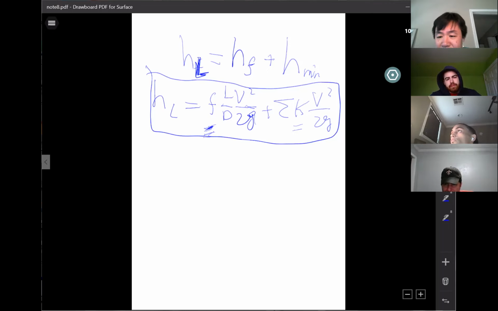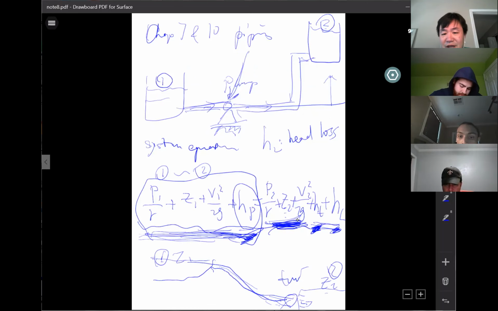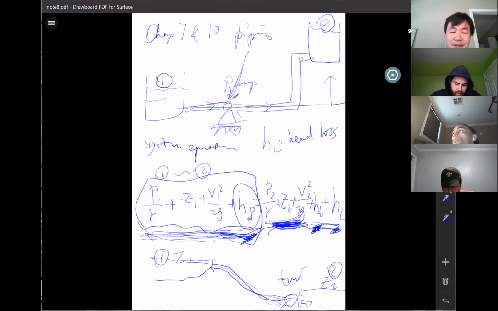Is that good, everybody? Okay. It's not difficult, right, to understand this? It's really not difficult. It's just an equation to use to calculate the loss. If you have the loss, then this equation is complete. You can use this equation to calculate something. This is a system equation in the pipe, the energy system equation.